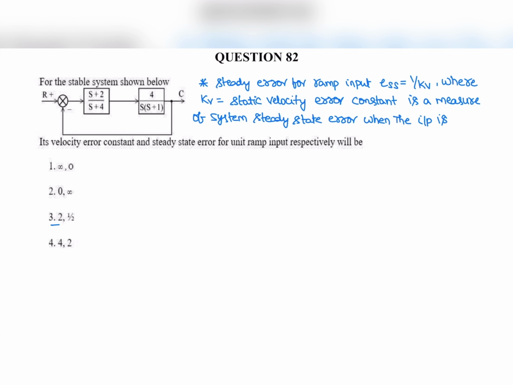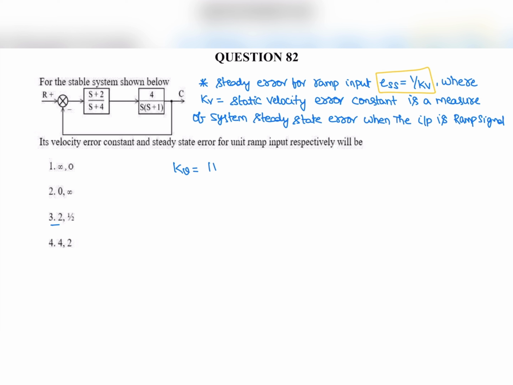For the stable system shown below, they ask to calculate the steady state error and velocity error constant. Steady state error for ramp input is ESS equal to 1 by Kv, where Kv is the static velocity error constant and is a measure of system steady state error when the input is a ramp signal or ramp function. So steady state error is 1 by Kv. Kv is the velocity error constant.